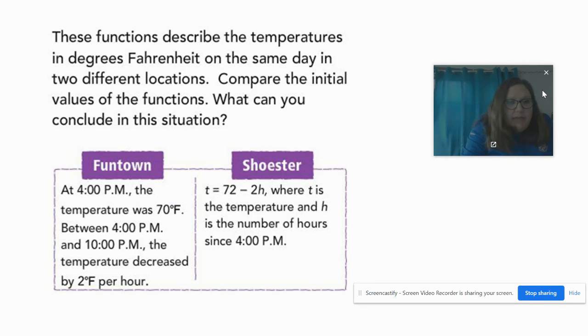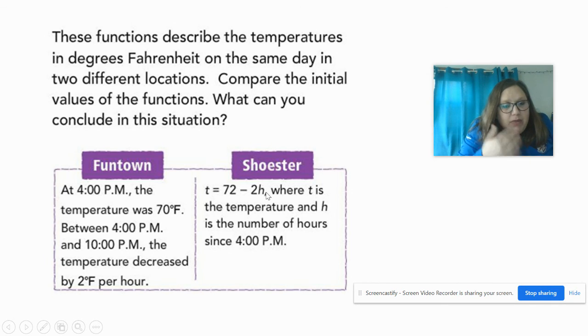Okay. These functions describe temperatures on the same day. Compare the initial values. What can you conclude? At 4 p.m., the temperature was 70 degrees here. And then this says the number of hours since 4 p.m. So at 4 p.m. it was 72. And then it was decreasing 2 per hour. And we already said before that these would have the same slope because they're both decreasing 2 per hour.